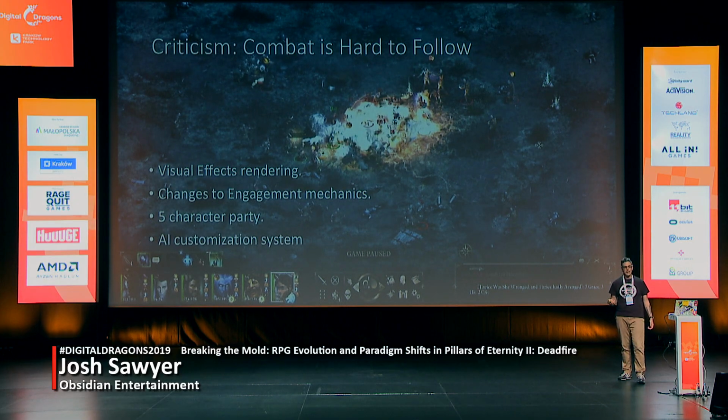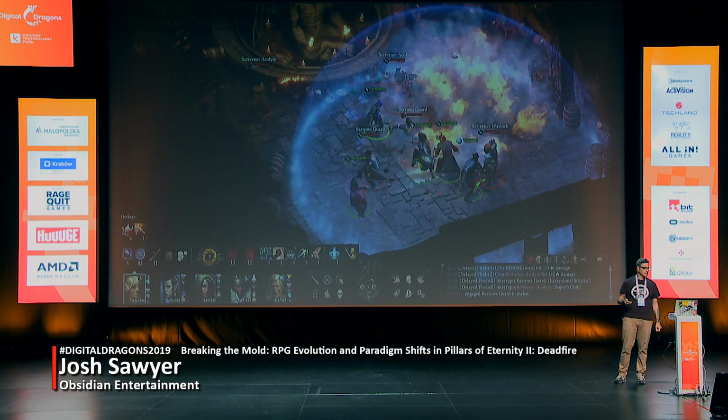And finally, we had an AI customization system. The customization system really added a lot, both for players. It allowed them to build their own custom AI sets, but it also allowed us to do a lot on the NPC side, the monster side. So for players, it made combat easier to manage because they could automate a lot of things, and for us, it allowed us to make better AI behavior, and that helped a great deal.